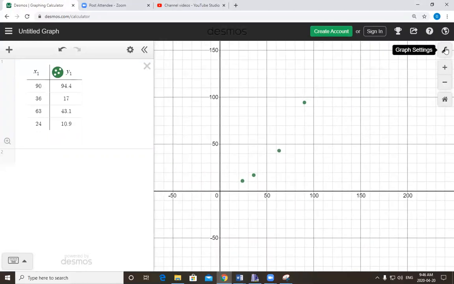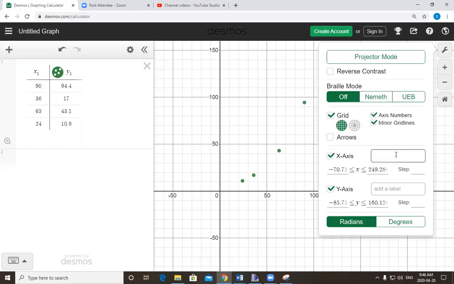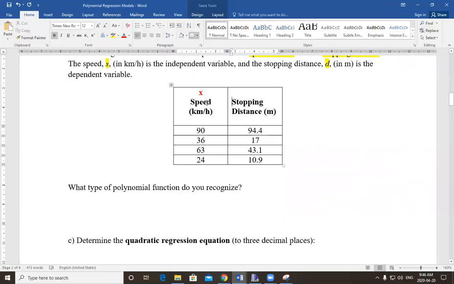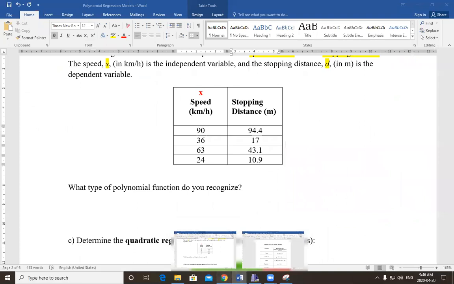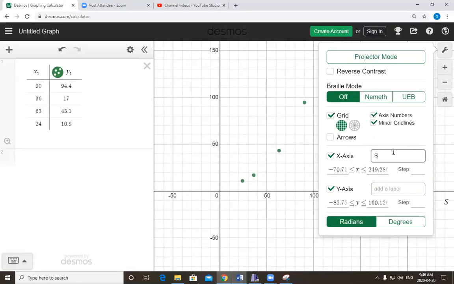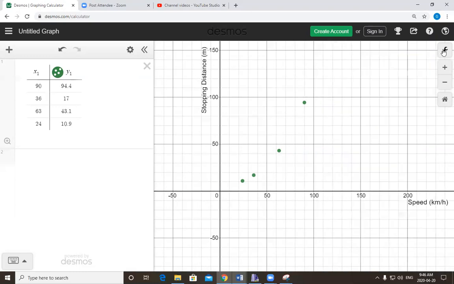So what we need to do next is put in our labels. Our x-axis, remember, is the independent variable, which in this case is the speed in kilometers per hour. So we'll type speed in kilometers per hour. And our y-axis is stopping distance, and that was in meters. So we have our axes labeled, and we have our scatter plot.